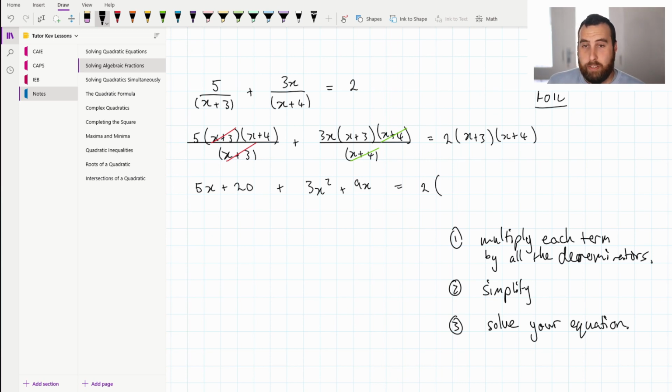So let's do that. So the first terms, x and x, give me an x squared. The outer terms, x times 4, give me 4x. And then I've got 3 times x, which gives me plus 3x. And then last terms, I've got 3 and 4, which gives me 12. Close bracket.